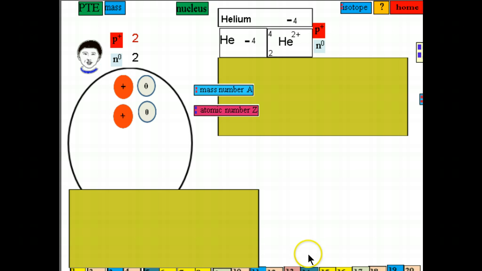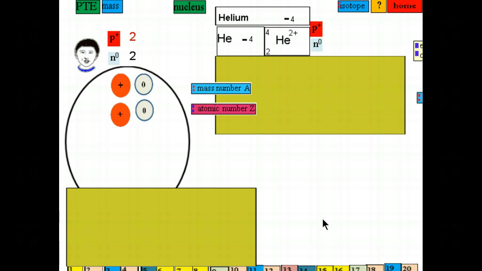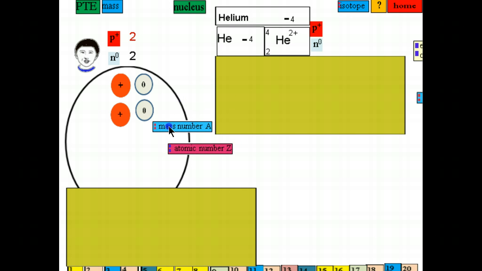There are now two letters we have to learn about. One is the letter Z, and one is the letter A. The letter Z stands for the atomic number. This is the number of protons in a nucleus. The atomic number Z is the number of protons in a nucleus of an atom. So the atomic number Z for helium is 2.